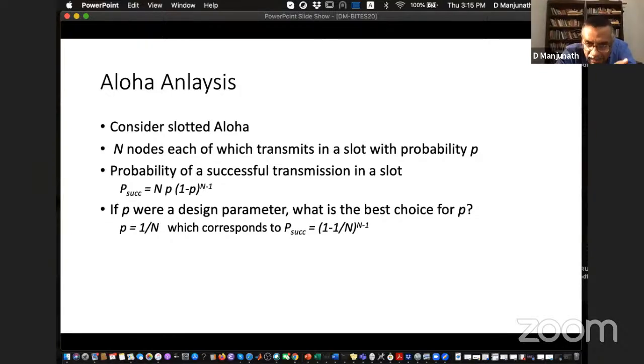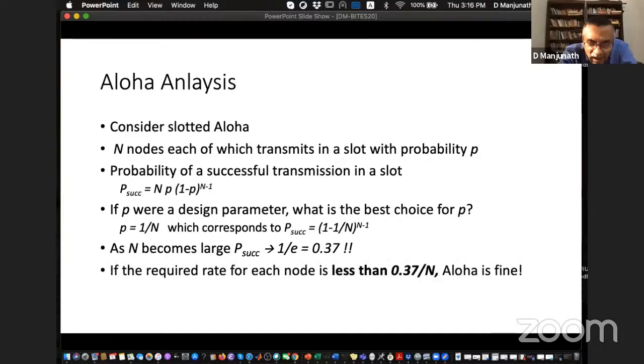And if you make n large, the question to ask is, as n becomes large, does it become very bad? No, it doesn't, because as n becomes large, this number goes towards 1 over e. That's a very happy ending, because 37% of the time you can have successful transmissions going. So if the total required rate on the network is 0.37 by n packets per slot time, then Aloha is a perfectly fine protocol. And many of the early applications did not require more than that.